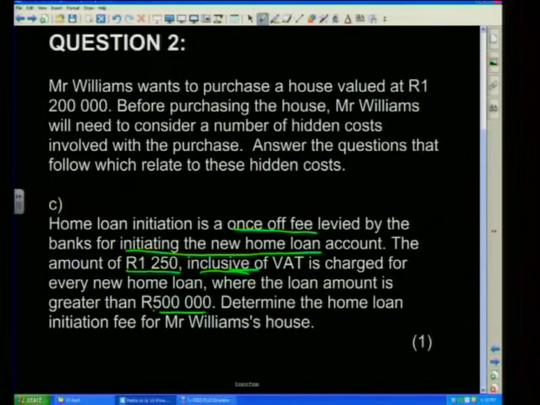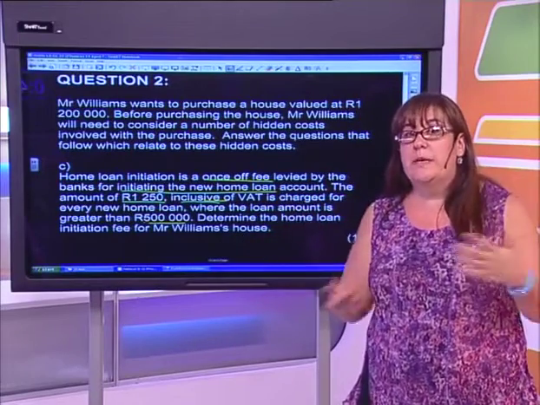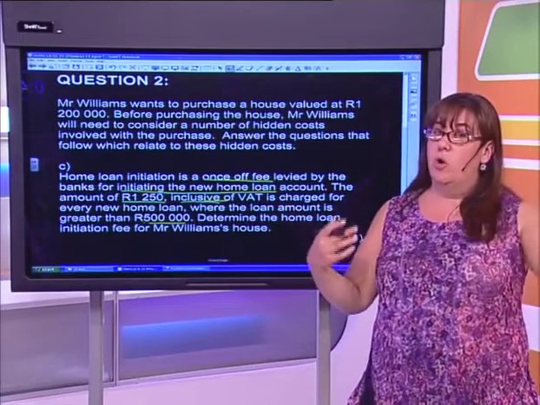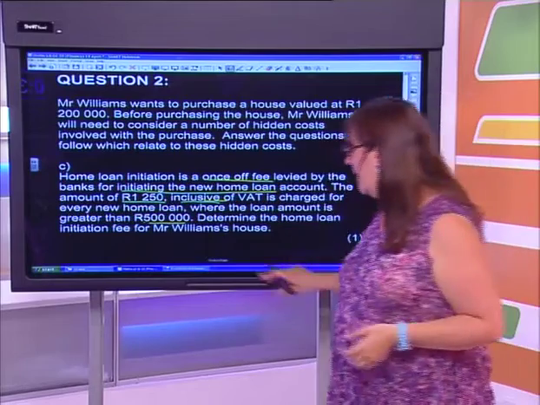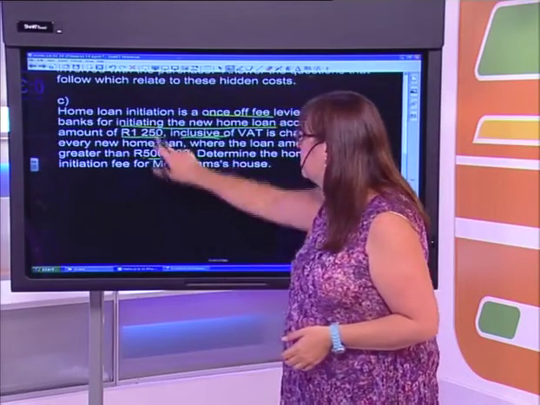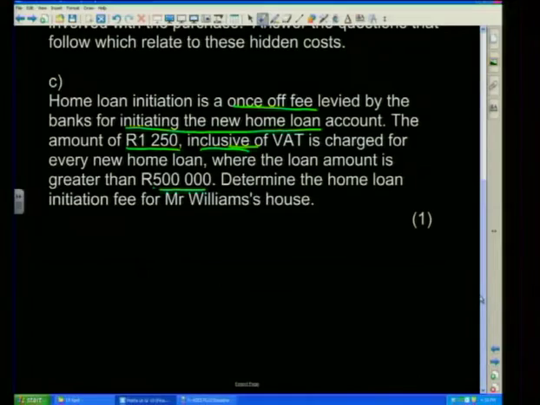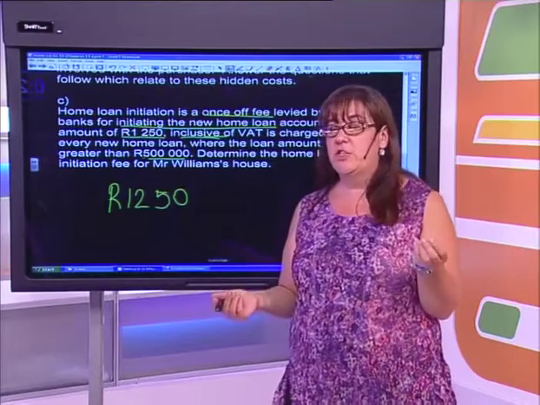Determine the home loan initiation fee for Mr. Williams' house. So we can see the bank charges the initiation fee for any loan over 500,000 Rand. So our question is, is Mr. Williams' home more than 500 or less? And we quite clearly know that 1.2 million is more than 500, therefore he has to pay this fee. And in actual fact, there's no calculations for us to do. It is as simple as it is just the amount that they're charging.